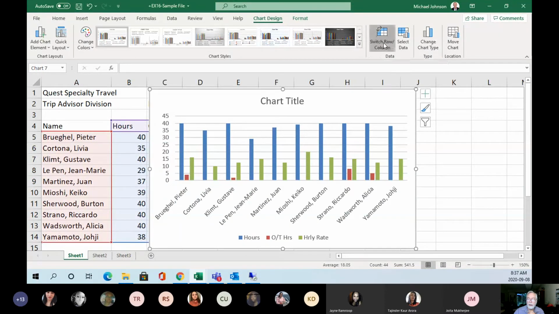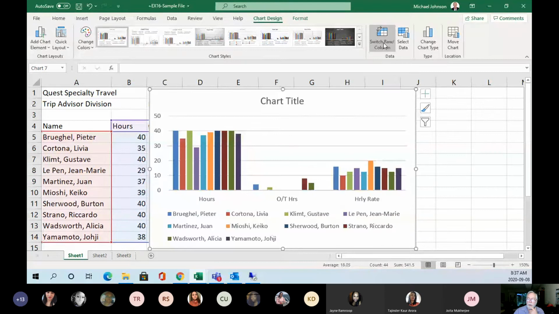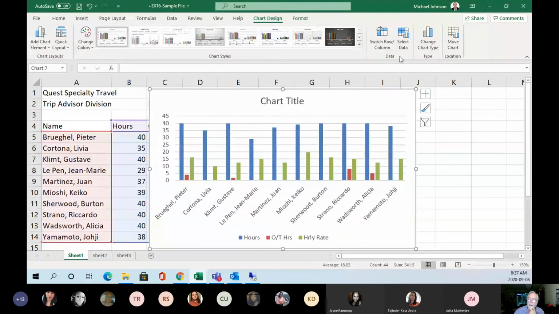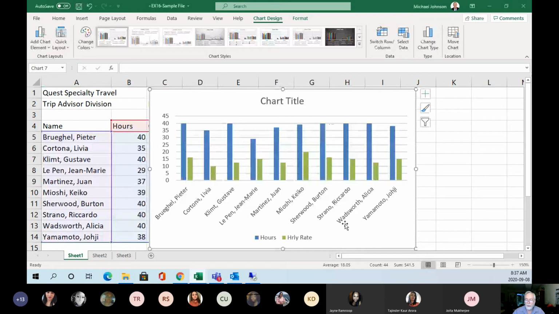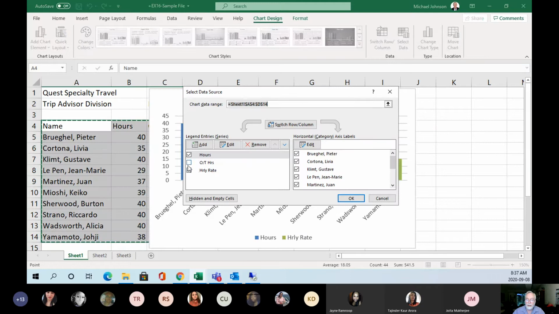If I click again, I switch it back. If I wanted to, I could actually choose different data. So this requires that you experiment a little bit so that you could actually add different elements here. Maybe the overtime is not what I want, so I'll take out the overtime. And I'll click OK. And now I can't see the overtime, but it's still there. It's just a question of reselecting it again.